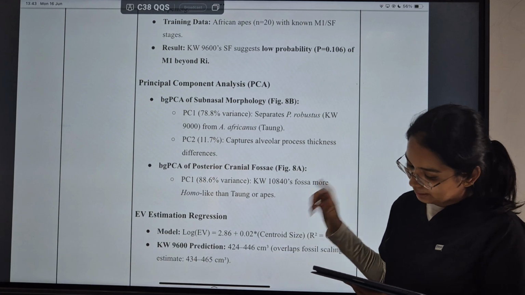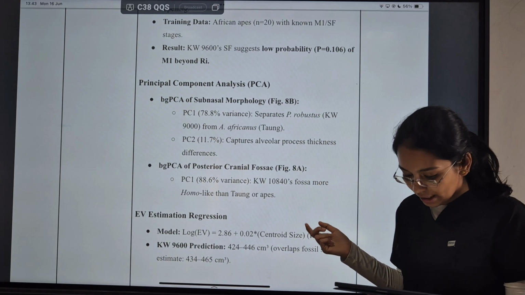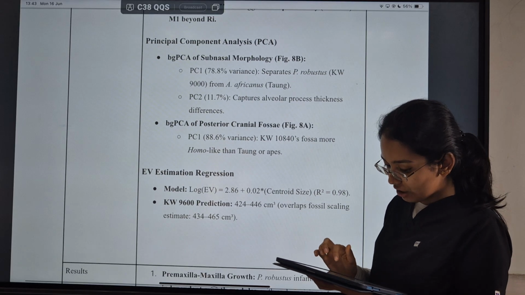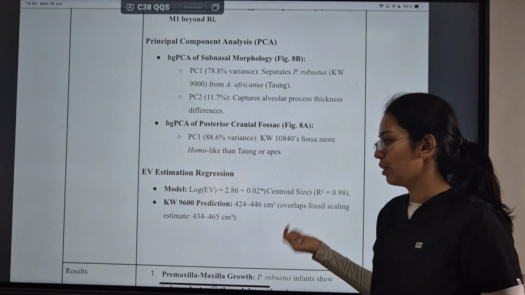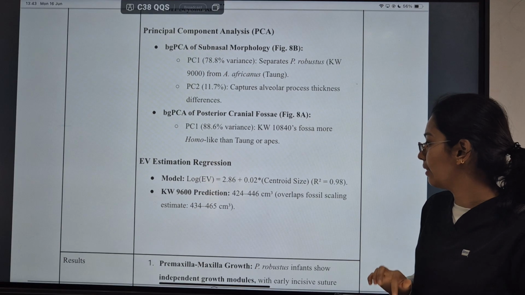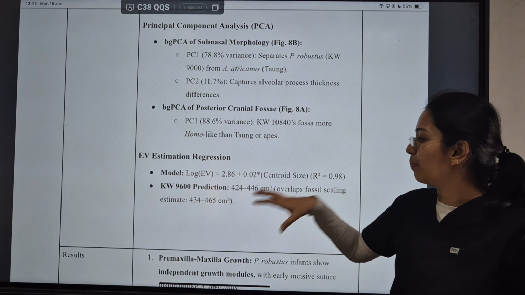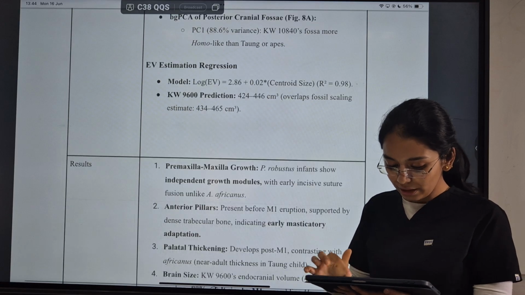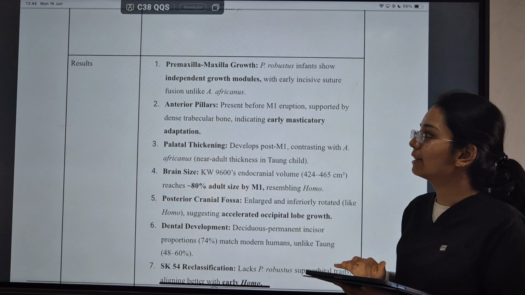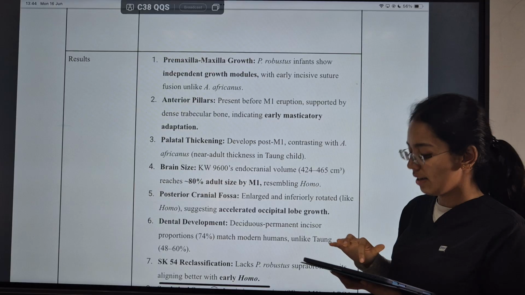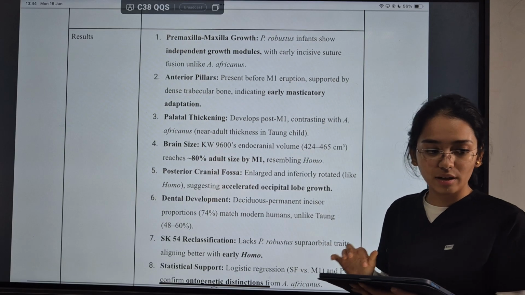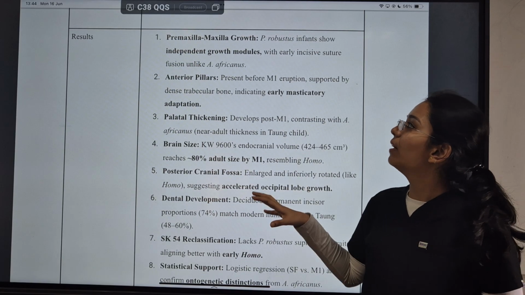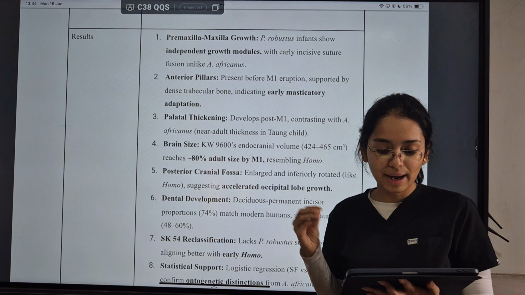So they also did principal component analysis, PCA, after which they estimated the EV estimation regression, which stated that the prediction overlapped the fossil scaling estimate. And moving on to the results, these are the summary of the events which were seen in the study. Firstly, there is the maxilla growth.